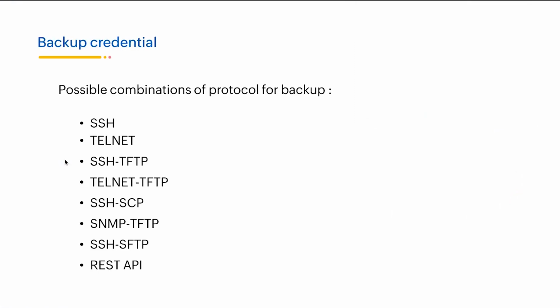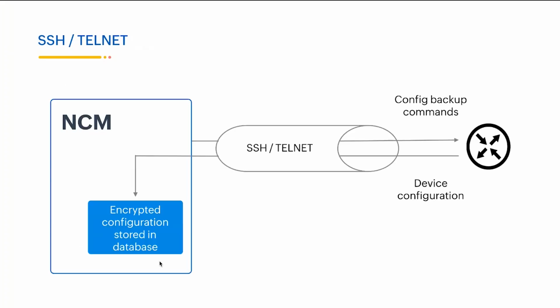Now we'll get into credentials. These are some of the possible combinations of protocols for backup operation in NCM, which includes SSH, Telnet, SSH TFTP, Telnet TFTP, SSH SCP, SNMP TFTP, SSH SFTP, and REST API. Now let's go through how configuration backup works for different protocols.